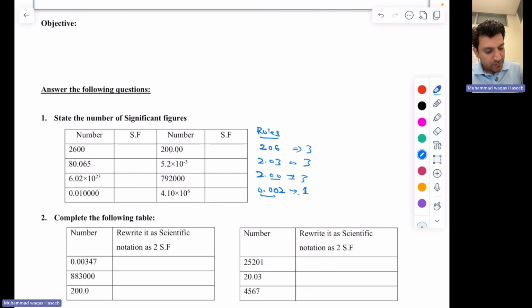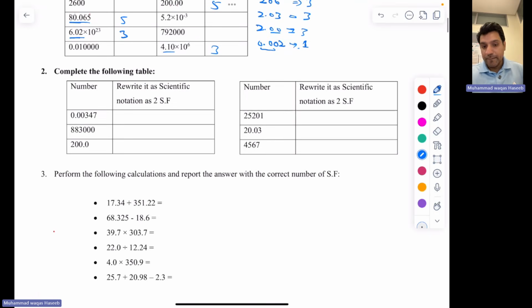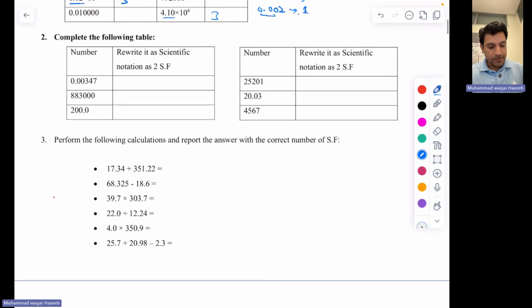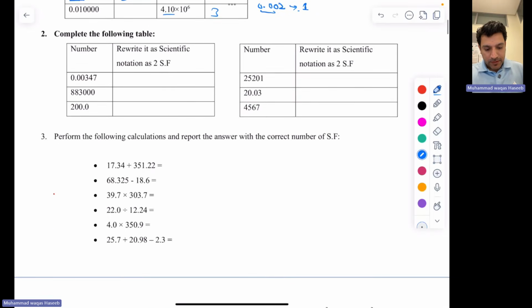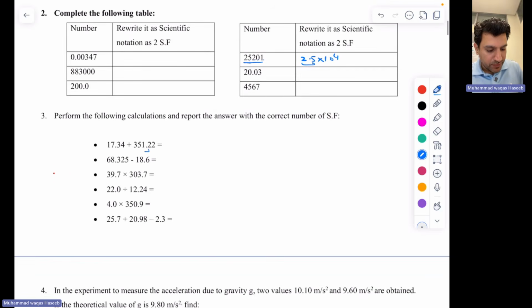In that case, for example, this number has 3 significant figures, this number has 2 and 5, similarly this has 3, and this number has 5 numbers. You can also write it in terms of scientific notation. For the 2 significant figures, you can write it as 2.5 times 10 to the 4. So you can write it like this, and these are the 2 significant figures. Now we can add and subtract significant figures like this.